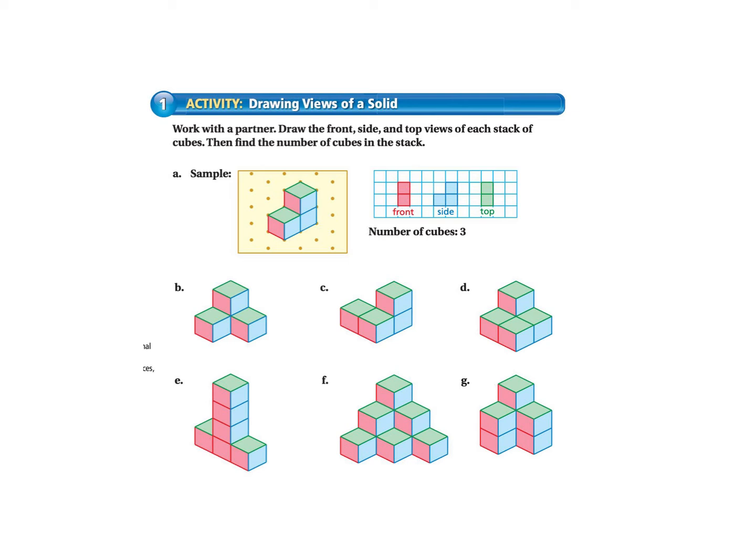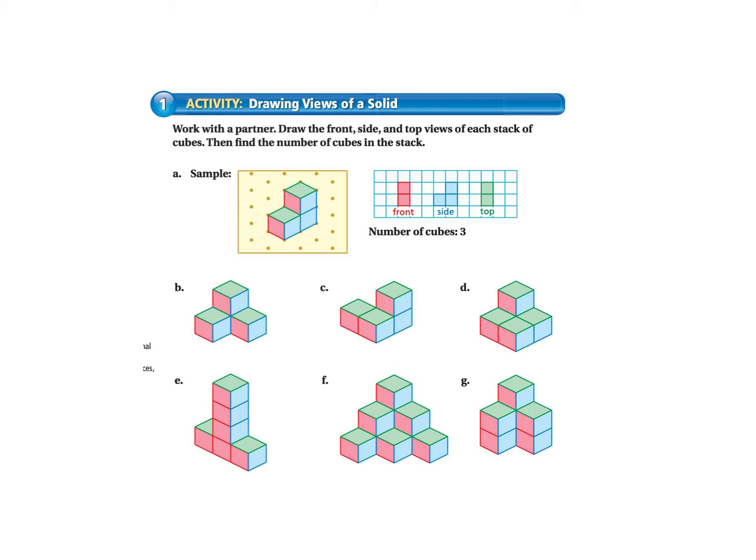Okay, so now we're going to do a couple examples here. This is work with a partner, but we'll do it together on the video here. You should, if you can, get out a piece of paper, and you don't have to have grid paper necessarily because you can draw the little squares. So we're going to draw the front, side, and top views of each stack of cubes, and then find the number of cubes in each stack.